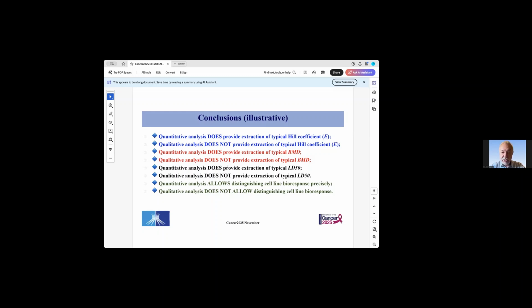Quantitative analysis provides you extraction of a typical LD50. Qualitative analysis is just rough, I would say. You just can guess, I'm sorry. And finally, quantitative analysis allows distinguished cell line bioresponse much more precisely than qualitative analysis.